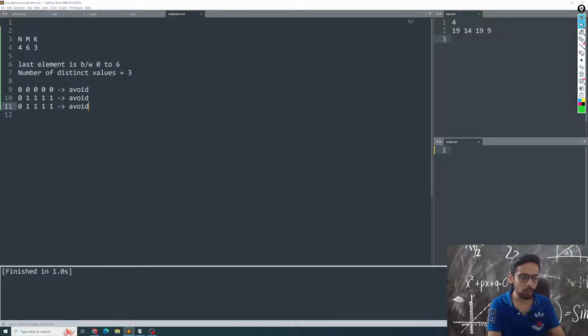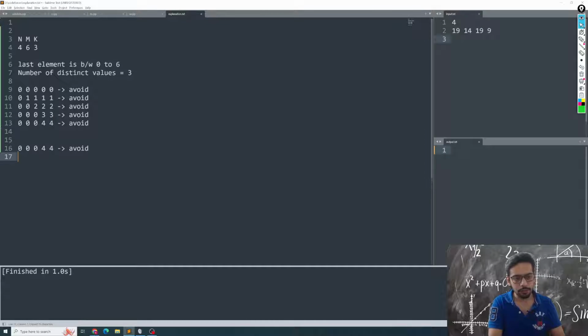How about I select 2? If I select the last number to be 2, then this will be 2, because 2 modulo 4 is 2, 2 modulo 3 is 2, 2 modulo 2 is 0, and this will be the array. The number of distinct elements in this array is also 2, 0 and 2. Similarly for 3, the array will look like this, and for 4, the array will look like this.